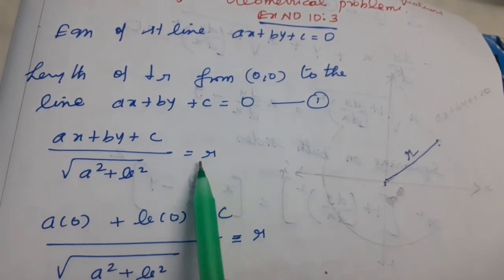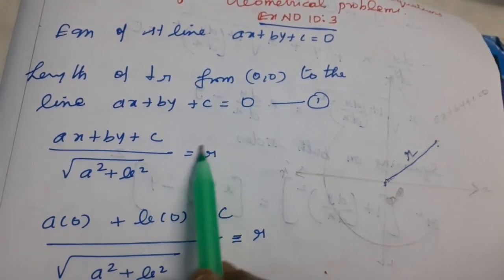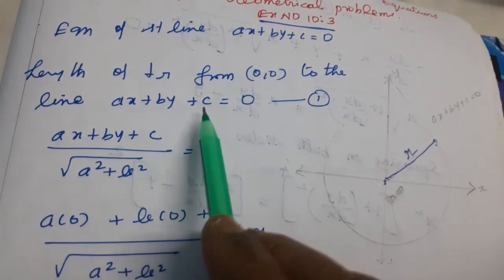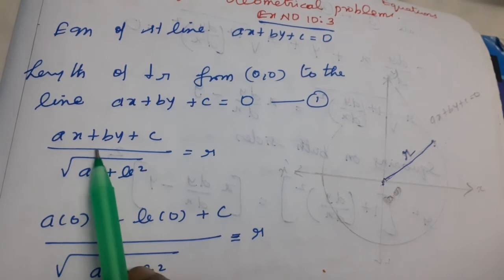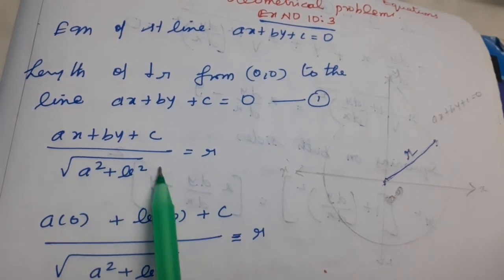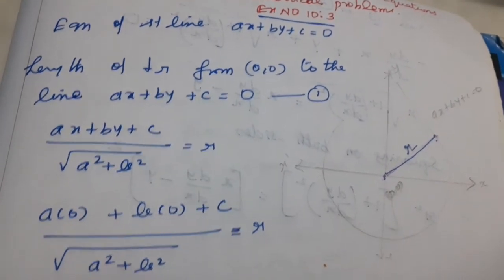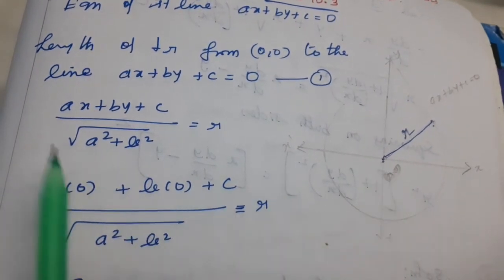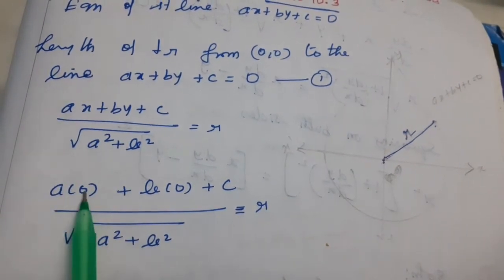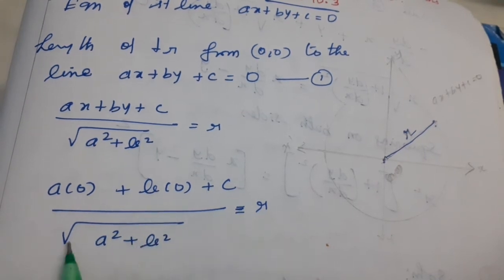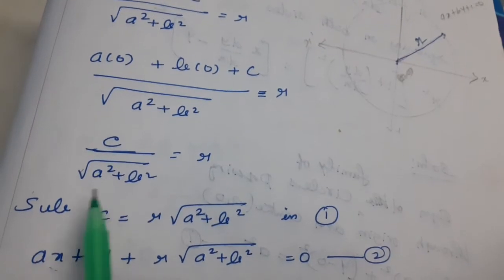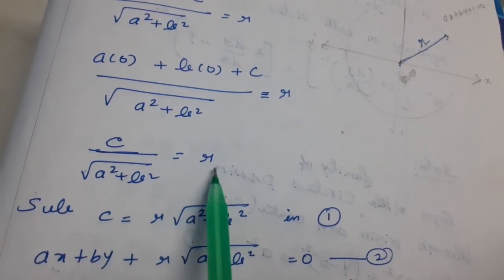This is the analytical formula for the length of the perpendicular from the origin to the line, which we studied in the 6th chapter: ax plus by plus c by root of a square plus b square equal to r. Now the point is the origin, so instead of x and y substitute 0. a into 0 plus b into 0 plus c divided by root of a square plus b square equal to r. That is c by root of a square plus b square equal to r.